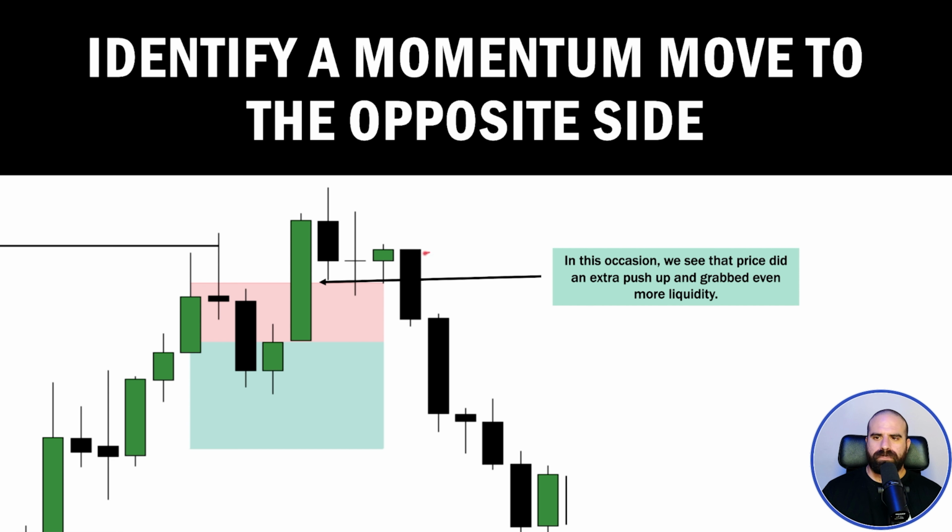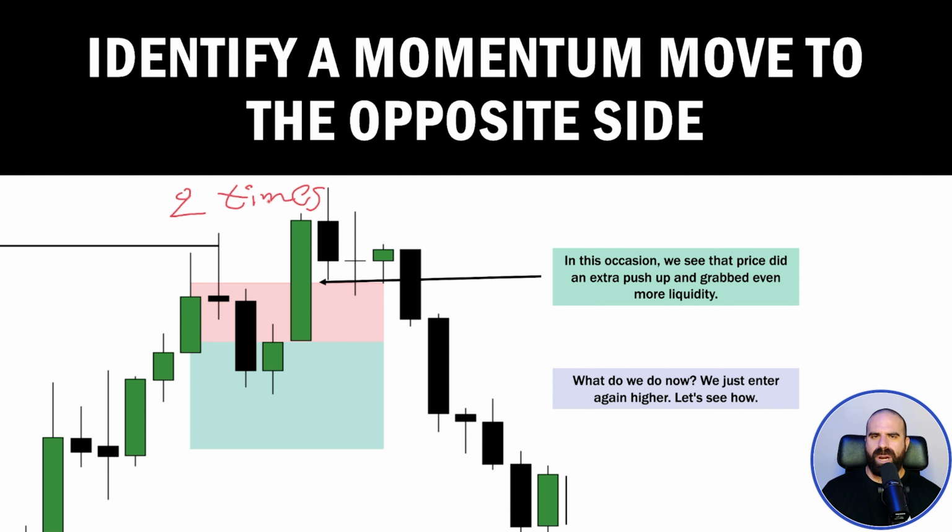Now, what is happening in this occasion? Look, in this occasion, we see the price did an extra push and grabbed even more liquidity. What do we do now? Guys, it's simple. We just enter again later on. Those opportunities will occur a lot, but you don't want to miss those opportunities when they happen. So when they happen, you can have a rule that I'm entering 2 times maximum. I wouldn't suggest any more than 2 times.